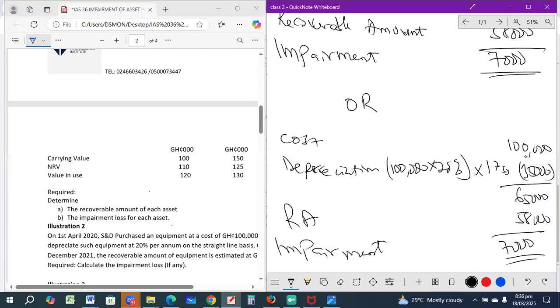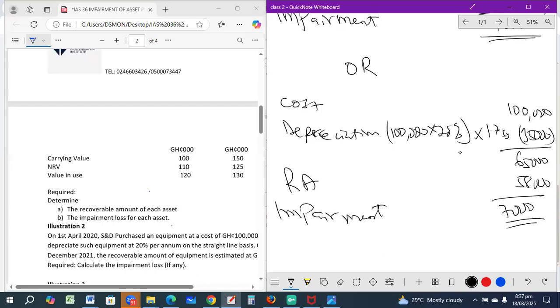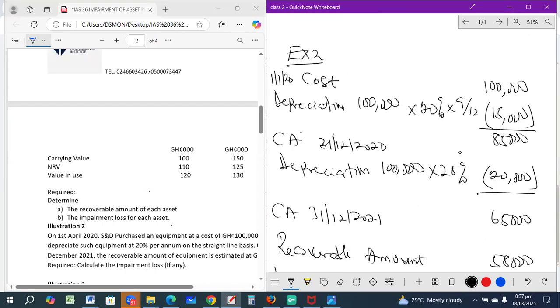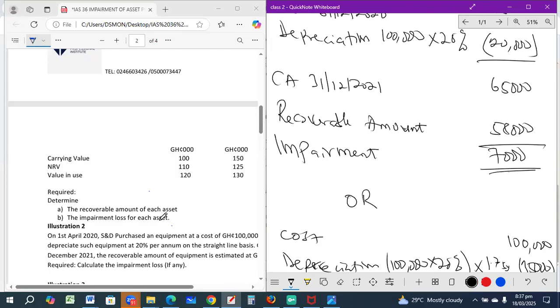Thank you, sir. Okay. But the danger here is that when the question says prepare the financial statement extract, how will you prepare? Because we need the depreciation for 2021. So you see here, all is the accumulated depreciation. When you go to the first method, you'll see that we have the depreciation charge for 2020 and the depreciation charge for 2021. So if you are to present the financial statement extract, then you say depreciation for 2021, 20,000. Impairment, 7,000. So any of them will give you a correct answer. Please, any question?